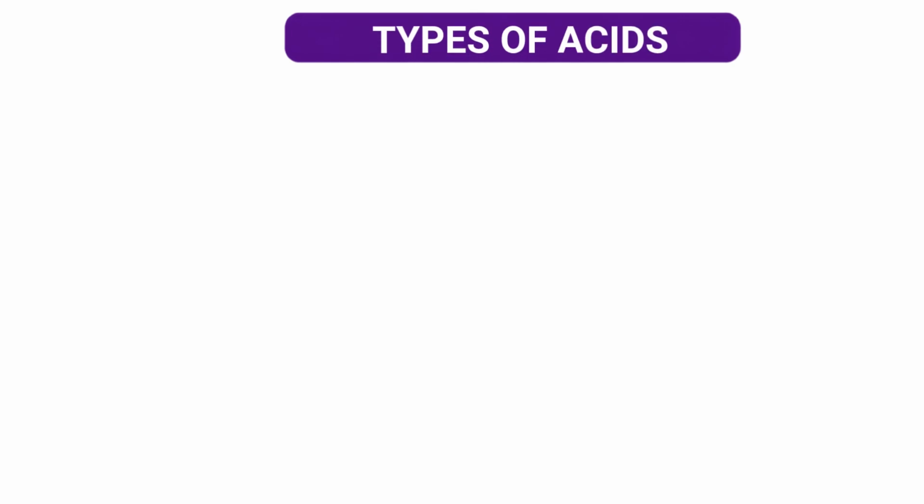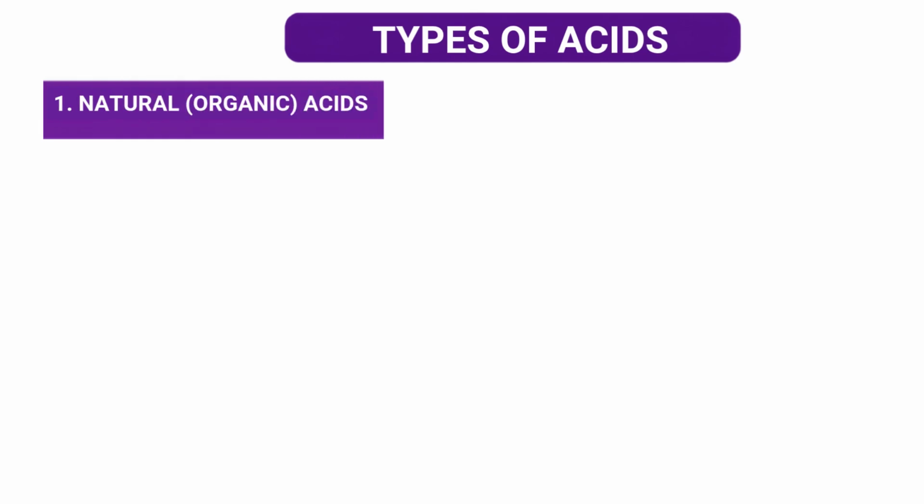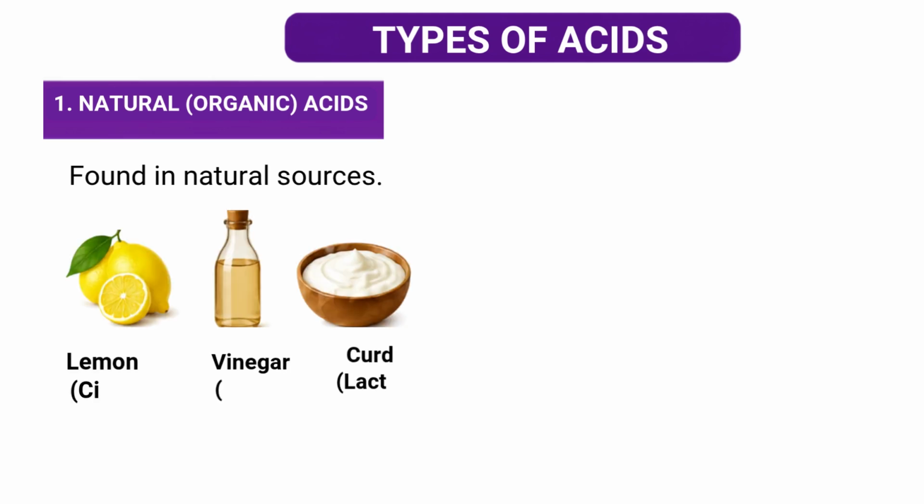Now comes the types of acids. There are two types of acids. First one is natural acids, which are also called organic acids. These acids are found in natural sources like plants and animals. For example, lemon contains citric acid, vinegar contains acetic acid, and curd contains lactic acid. Similarly, there are many other sources which contain different natural acids.